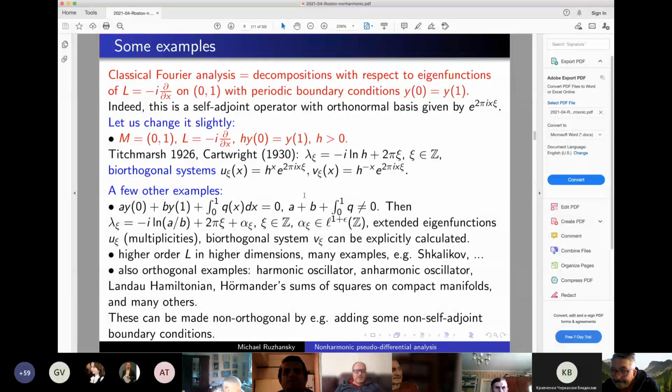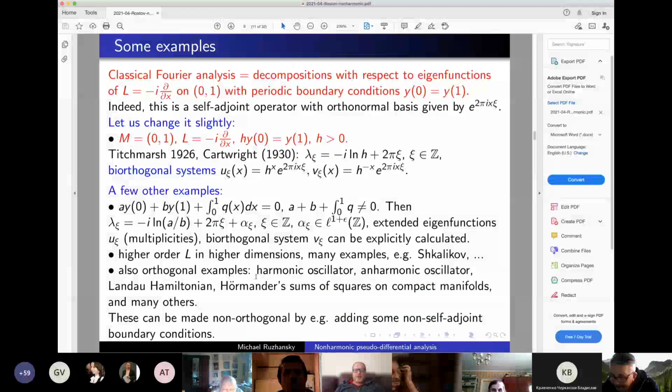So before I show you how we develop this analysis, I can say there are other examples. Boundary conditions may be non-local, like here. So this is an example with H in one dimension, but there are many examples of operators in higher dimensions. We can also talk about operators like the harmonic oscillator, anharmonic oscillator, Landau Hamiltonian.